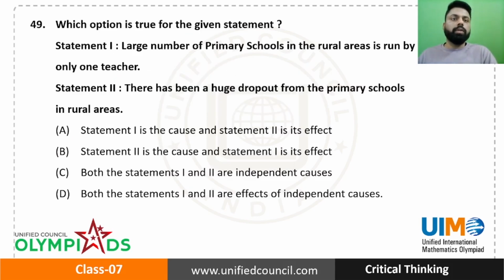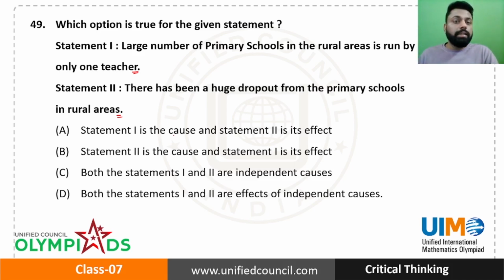Which option is true for the given statement? Statement 1, a large number of primary schools in rural areas is run by only one teacher. Statement 2, there has been a huge dropout from primary schools in rural areas. Statement 1 is the cause and statement 2 is the effect. Because there is only one teacher who runs the primary school in the rural areas, that is why there is a huge dropout from the primary schools in rural areas.